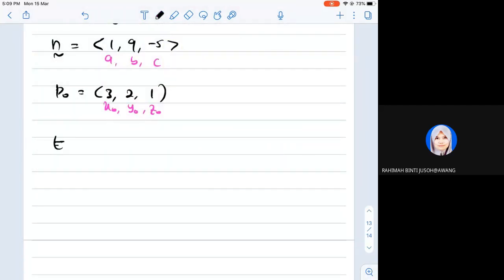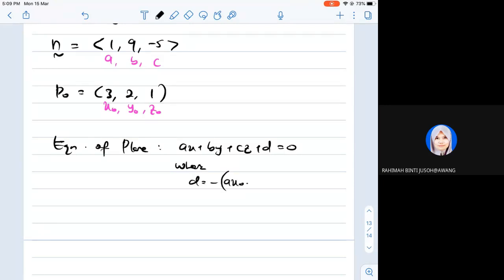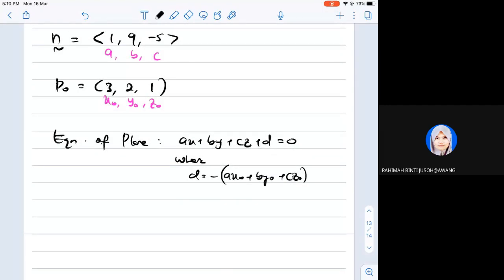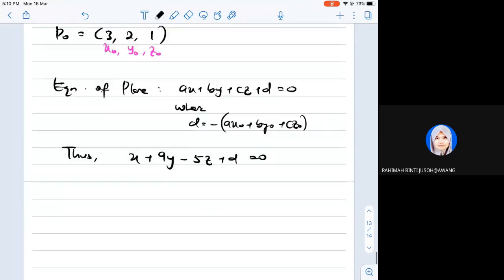So now equation of plane. Dia macam ni. AX plus BY plus CZ plus D equals to 0. Where D equals to negative AX0 plus BY0 plus CZ0. Macam tu. Okay, so jom kita gantikan terus. Thus, we have AX. So, AX A1, so X lah. Tambah BY plus 9Y plus CZ. C is negative 5, so minus 5Z plus D equals to 0.